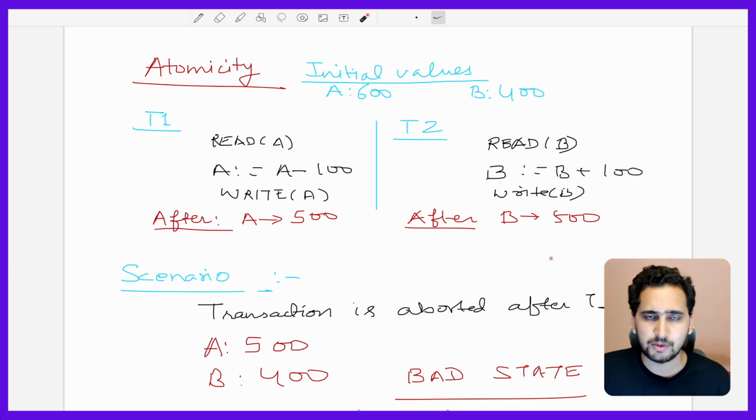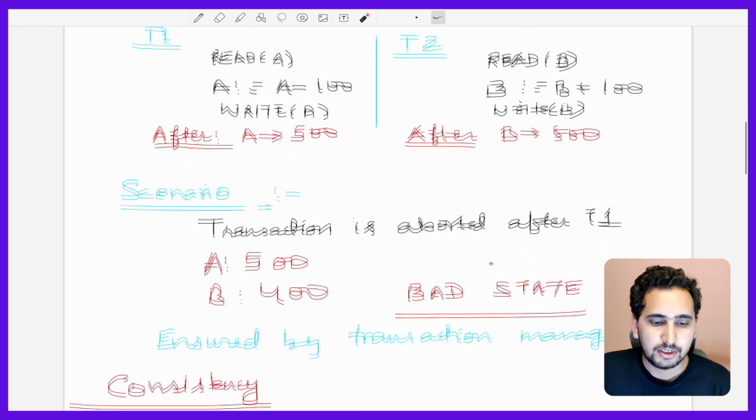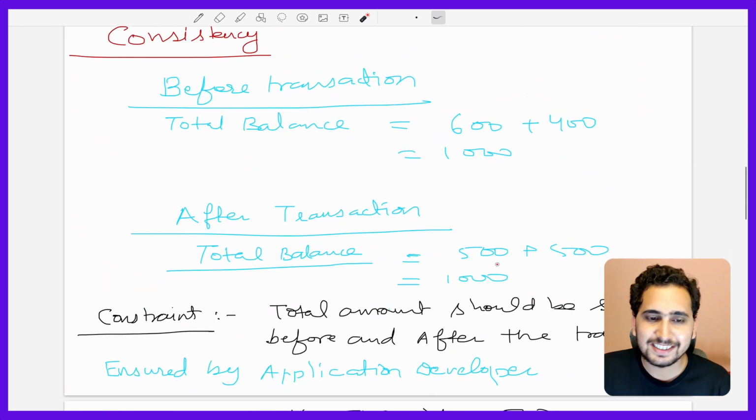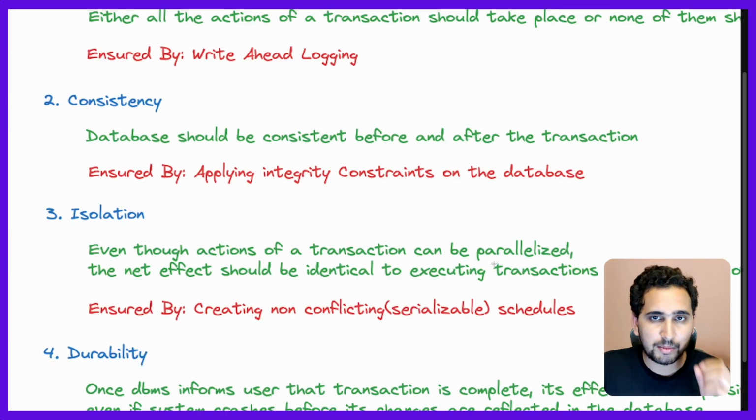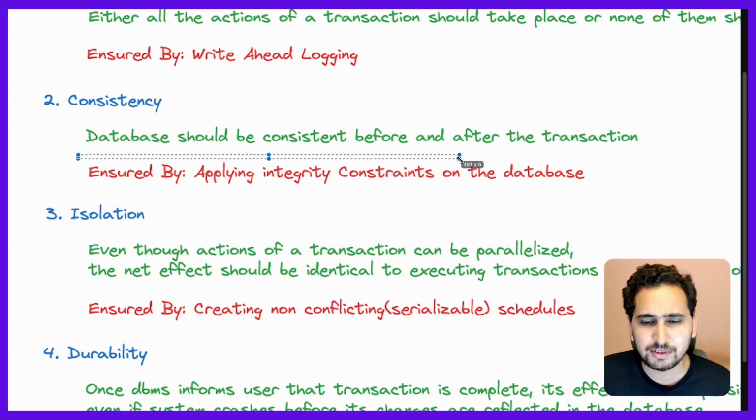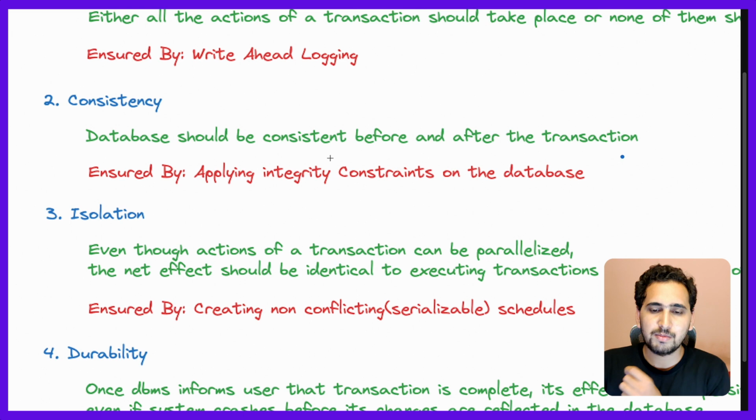We are going to understand it more when we get there. Now let's go to consistency. Let's understand consistency. This is the property that I've seen most engineers are confused about, because the definition itself is quite confusing, which says that the database should be consistent before and after the transaction.